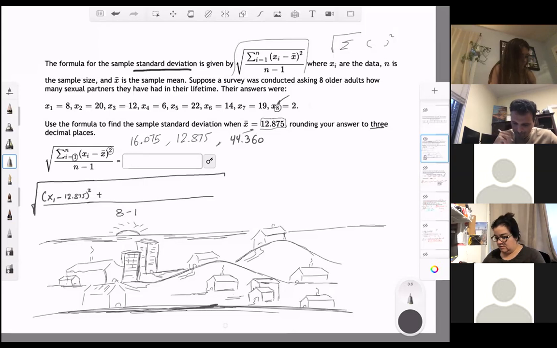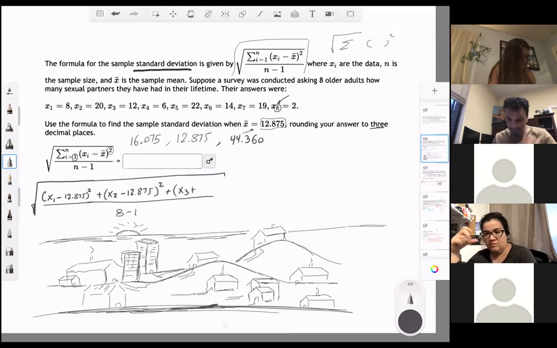First I'm going to just substitute. Are you following me, what I'm doing? So then we have the second one. We have x2 minus 12.875 squared plus x3. You guys are right, this is long.